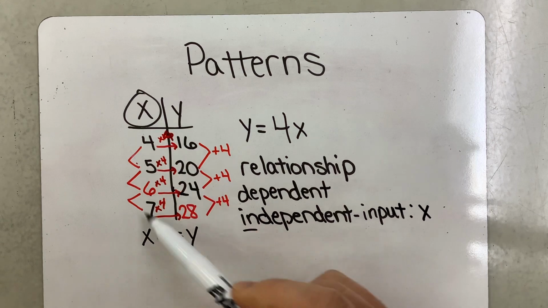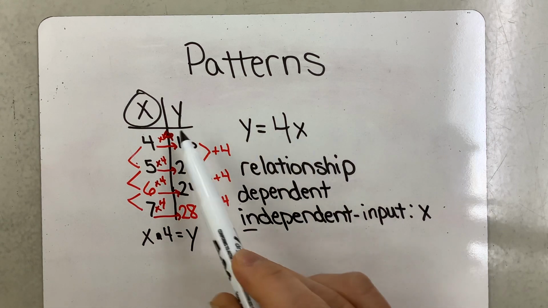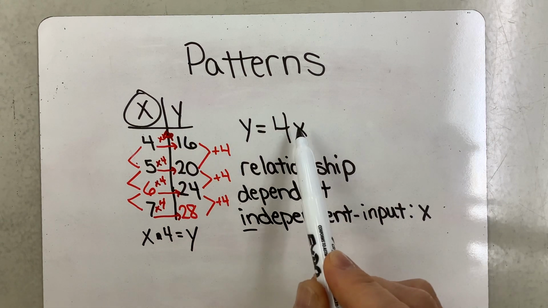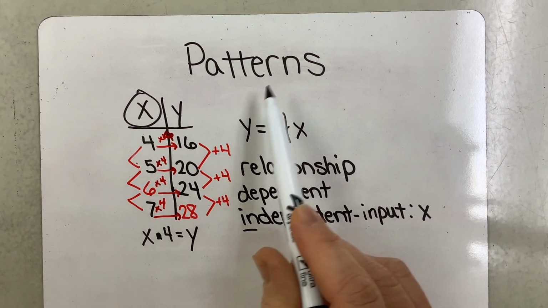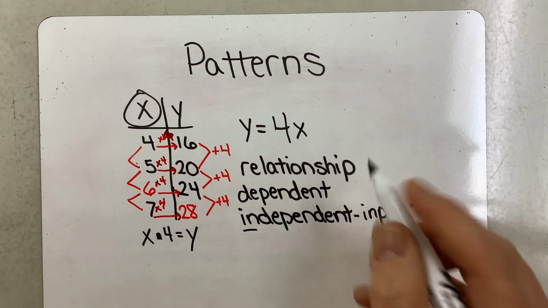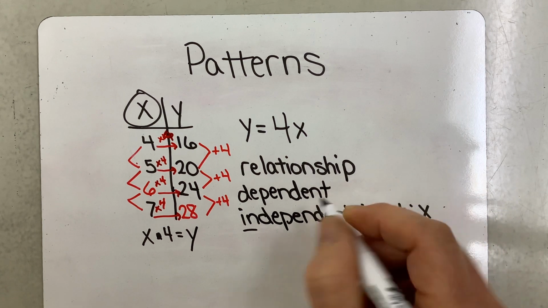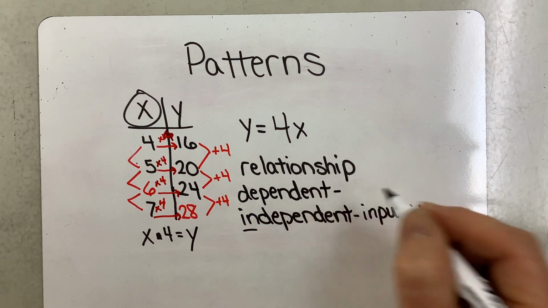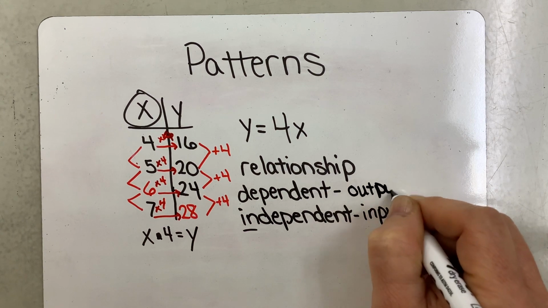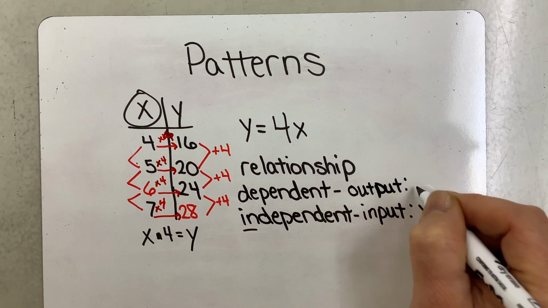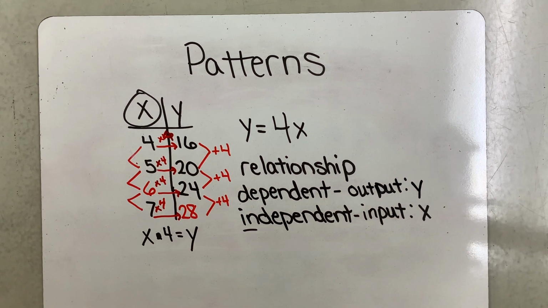But whatever the x is, when we plug it in, so for instance, we plugged in that 4 times 4 gave us our y. So the y depends on what we plug in for the x. So y is dependent. It is the output. It's the answer that comes out. And it depends on what we put in. All right.